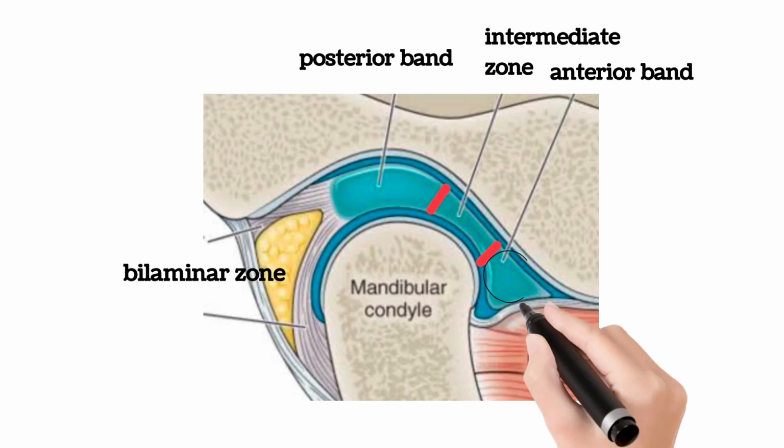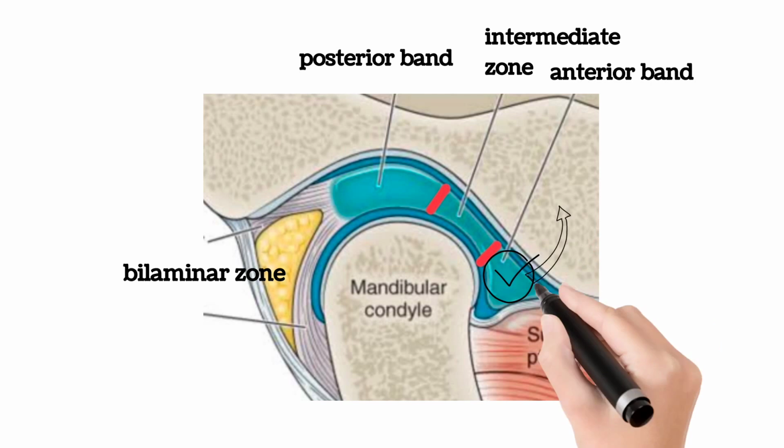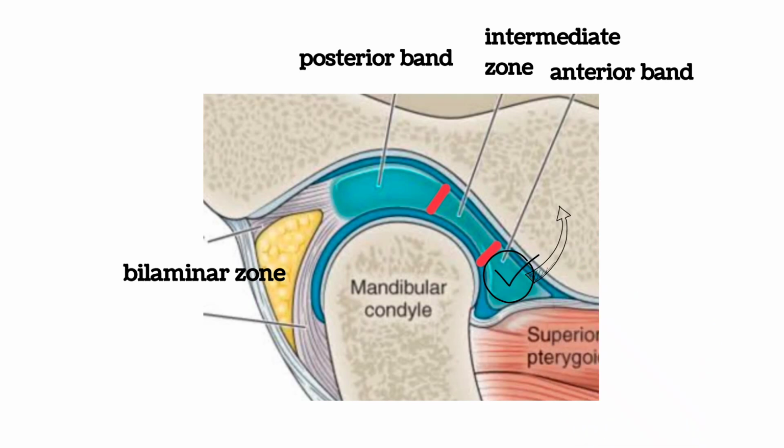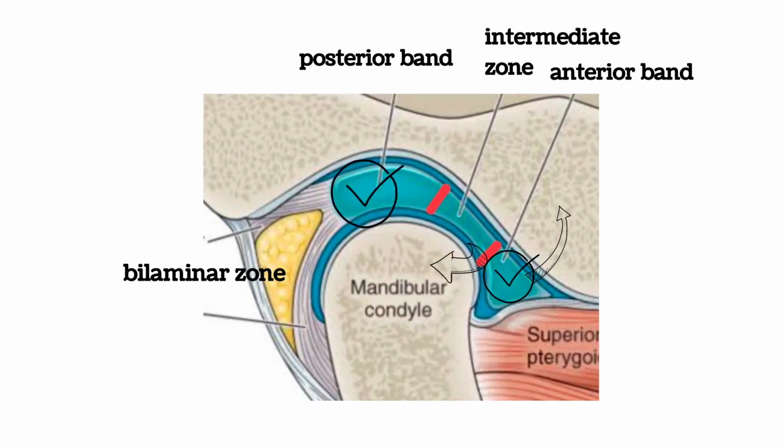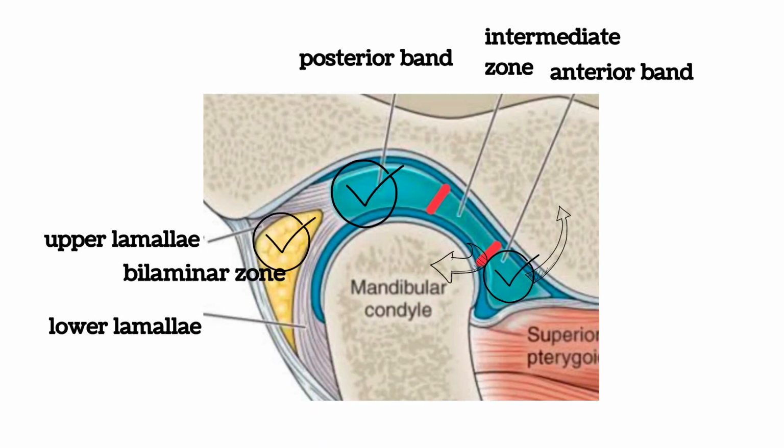The anterior region has 2 lamellae, the upper one fusing with the capsule and periosteum on the anterior slope of the articular eminence, while the lower one fuses to the neck of the condyle. Posteriorly also, the disc is divided into 2 lamellae. The upper lamella consists of fibrous and elastic tissue that fuses with the capsule, while the lower lamella is non-elastic, consisting of only collagen, which blends with the neck of the condyle. Between the lamellae is loose, highly vascular connective tissue called the bilaminar zone.